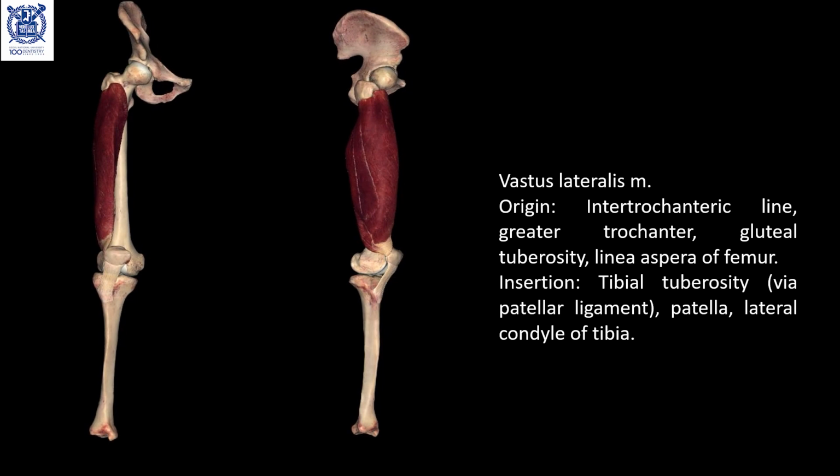Vastus lateralis muscle. Origin: intertrochanteric line, greater trochanter, gluteal tuberosity, linea aspera of femur. Insertion: tibial tuberosity via patellar ligament, patella, and lateral condyle of tibia.